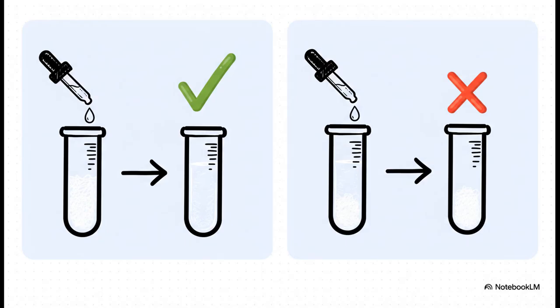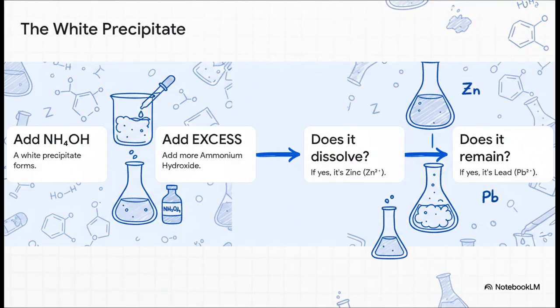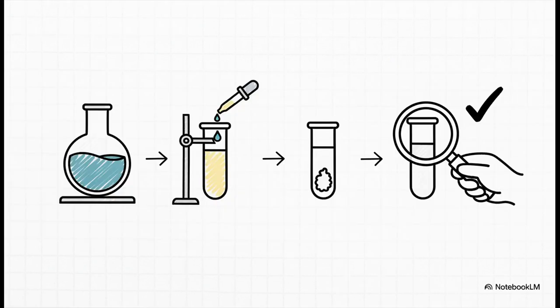And that's where ammonium hydroxide comes in. We add excess of it and watch what happens. Does the white stuff dissolve? Then it's zinc. If it stays put, you've found your lead. Case closed. And that's really the heart of it, using clues like color and solubility to figure things out.